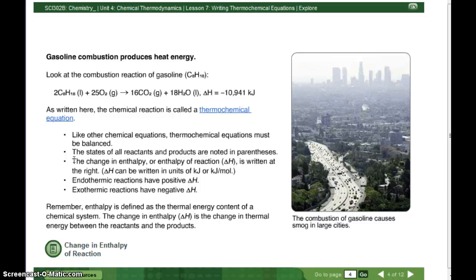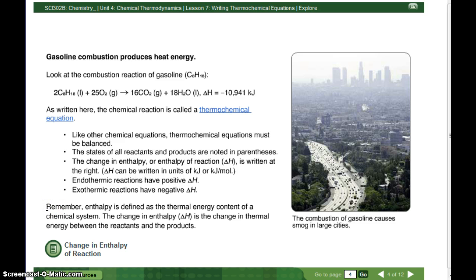Delta H can be written in units of kilojoules or kilojoules per mole. If your delta H is negative, then we know that it was an exothermic reaction, or heat was given off. If it was a positive delta H, then we know it was endothermic, or heat was brought in.